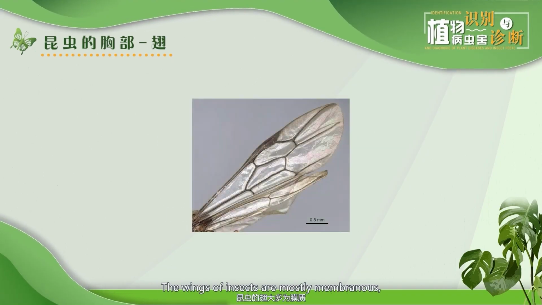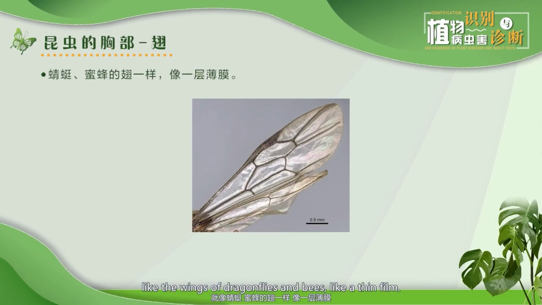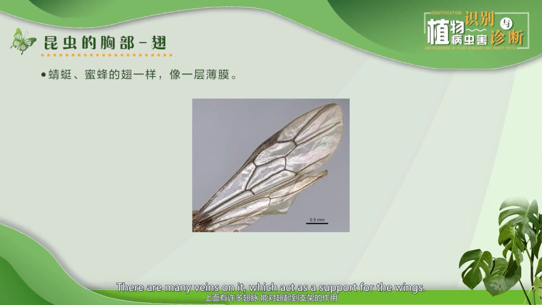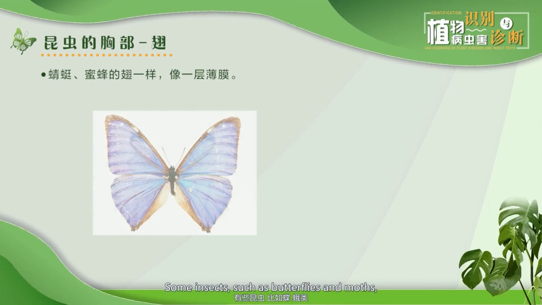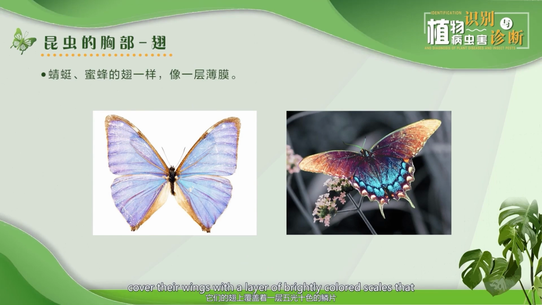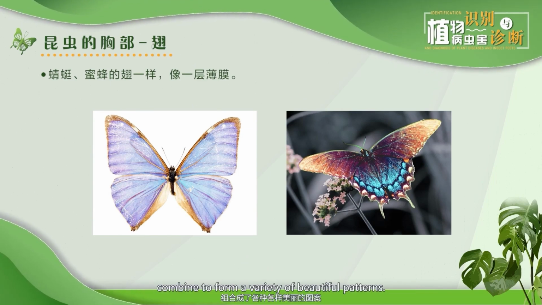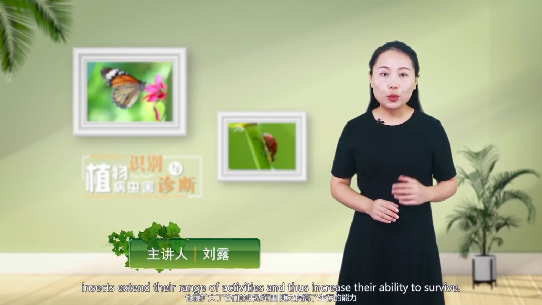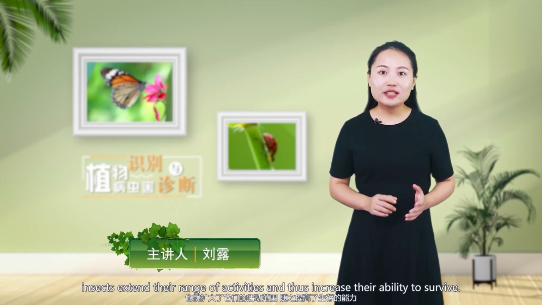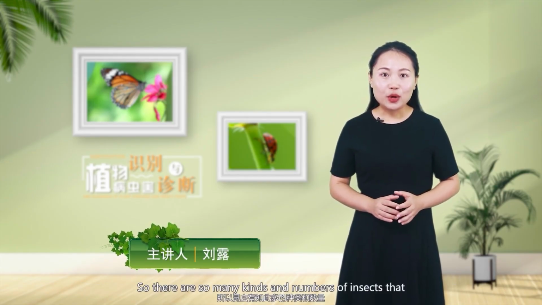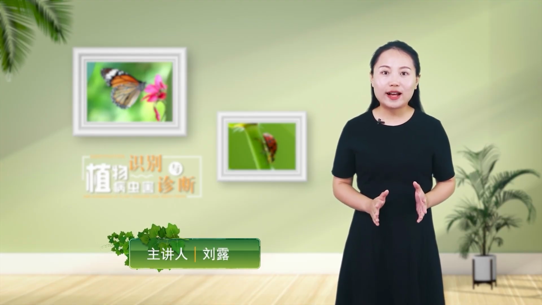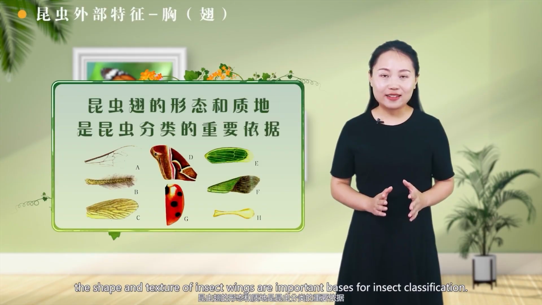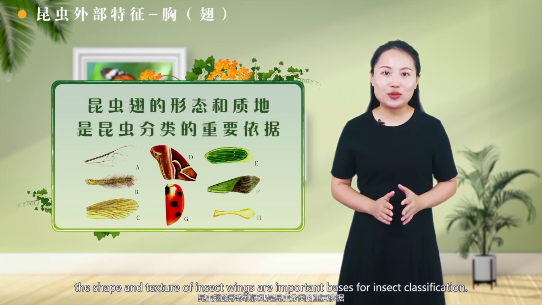The wings of insects are mostly membranous, like the wings of dragonflies and bees, like a thin film. There are many veins on it, which act as a support for the wings. Some insects, such as butterflies and moths, cover their wings with a layer of brightly colored scales that combine to form a variety of beautiful patterns. With well-developed wings, insects extend their range of activities and thus increase their ability to survive. So there are so many kinds and numbers of insects that they become the great families of the world. In addition, the shape and texture of insect wings are important bases for insect classification.